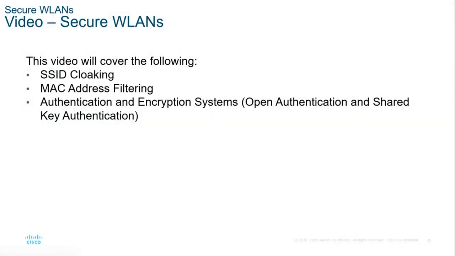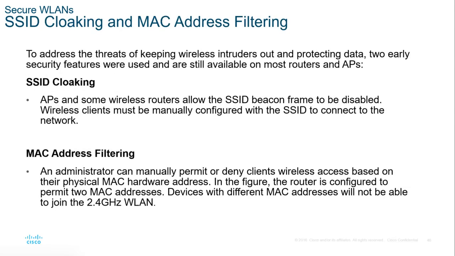Secure wireless. How to secure wireless? This covers SSID cloaking, MAC address filtering, authentication, encryption systems, and then open authentication and shared keys, all that. To address the threat of keeping wireless intruders out and protecting data, two early security features were used and are still available on most routers and APs.